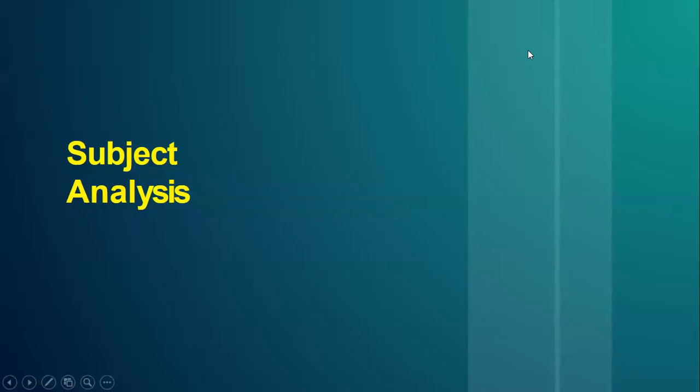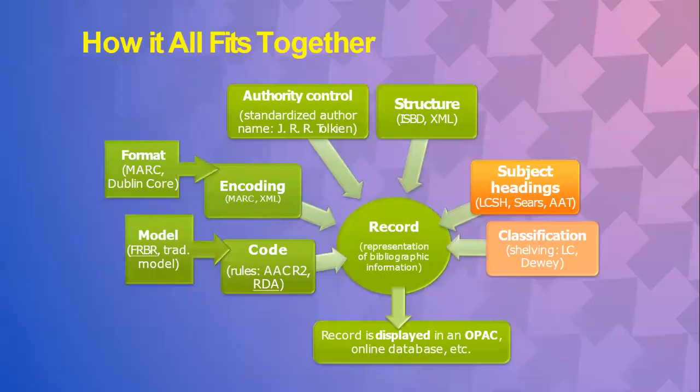And now let's go to the subject analysis. The record has authority control, the standardized author name, the structure, the ISBD, the subject headings, the classification, either LC or the Dewey, the format, MARC or Dublin Core, encoding by MARC or the XML, the model, FRBR or the traditional model, and the code, AACR2 or the RDA. And this record is displayed in an OPAC or the online public access catalog or the online database, and etc.